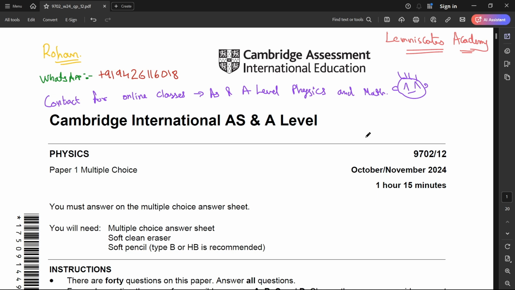And in this video, I'm going to help you understand step by step all the solutions for this MCQ paper that recently occurred in the October-November 2024 sessions of Cambridge Assessment International Education. So yes, this is a CAI paper. Subject code is 9702 for physics in CAI, and 12 is the paper code, 1 for the MCQ, and 2 is the variant that we are going to solve.